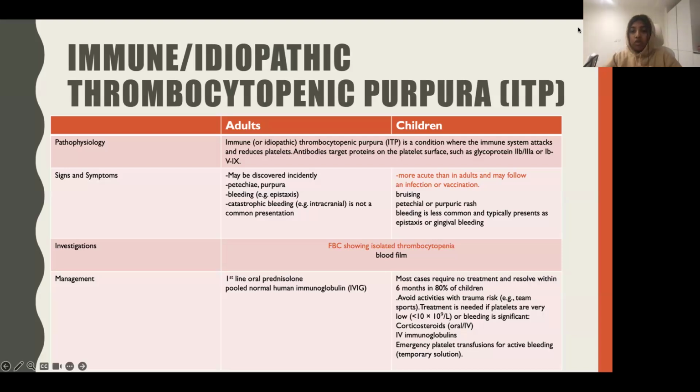In kids, most cases require no treatment and they resolve within 6 months, but you want to avoid activities with trauma, like team sport, and you can give platelets if their platelet count is very low, or give steroids or IVIG. But usually 80% of cases resolve within 6 months in kids.